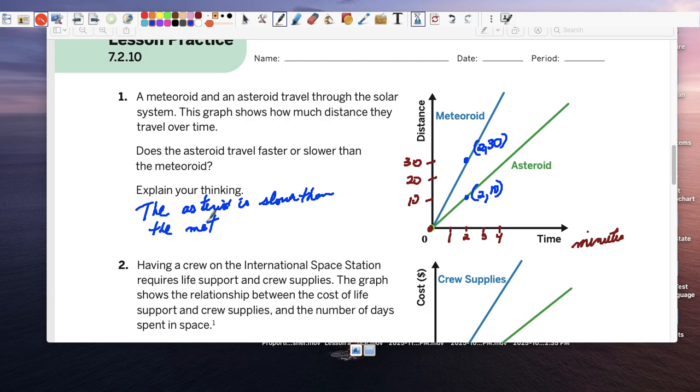How do you spell meteoroid? Meteoroid. Okay.